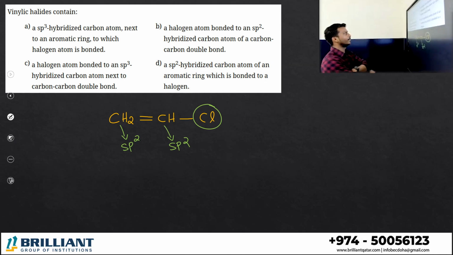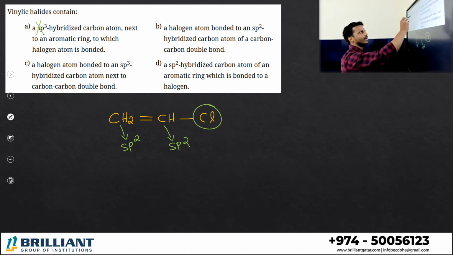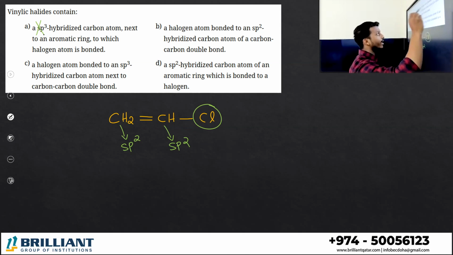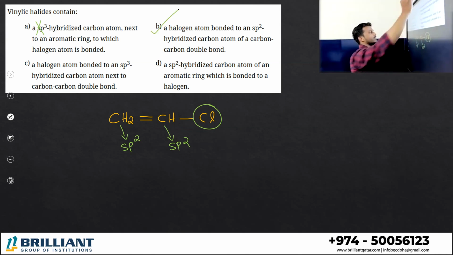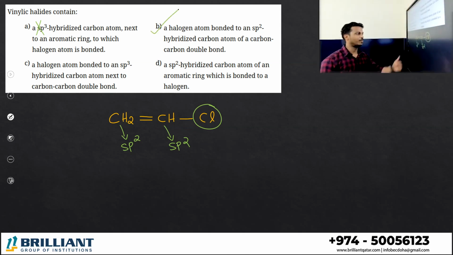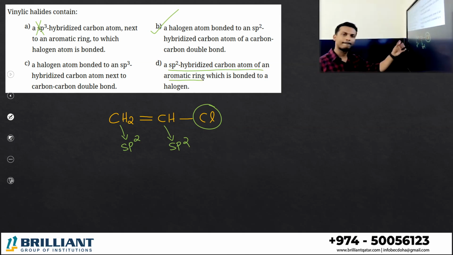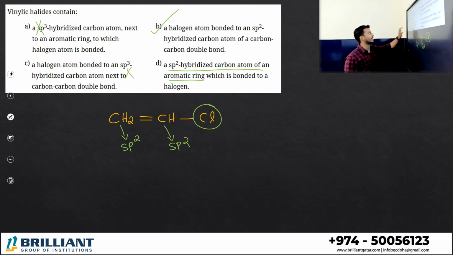So option A, sp3 hybridized carbon atom. No. And option B? Halogen atom bonded to an sp2 hybridized carbon atom of a carbon-carbon double bond. Yes, correct. sp2 is the connector. What is option D? sp2 hybridized carbon atom of an aromatic ring. No, it should be linear chains, normal. This is sp3. No, option B is the correct one.